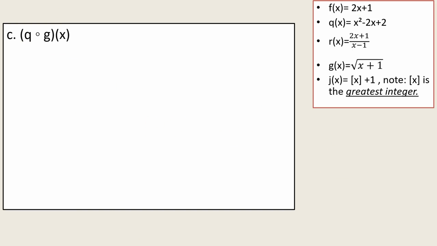Now, let's have the third item, letter C. According to it, we have to look for the composition of functions q and g. In our box, the values we will use are q of x, which is equal to x squared minus 2x plus 2, and g, which is the square root of x plus 1.